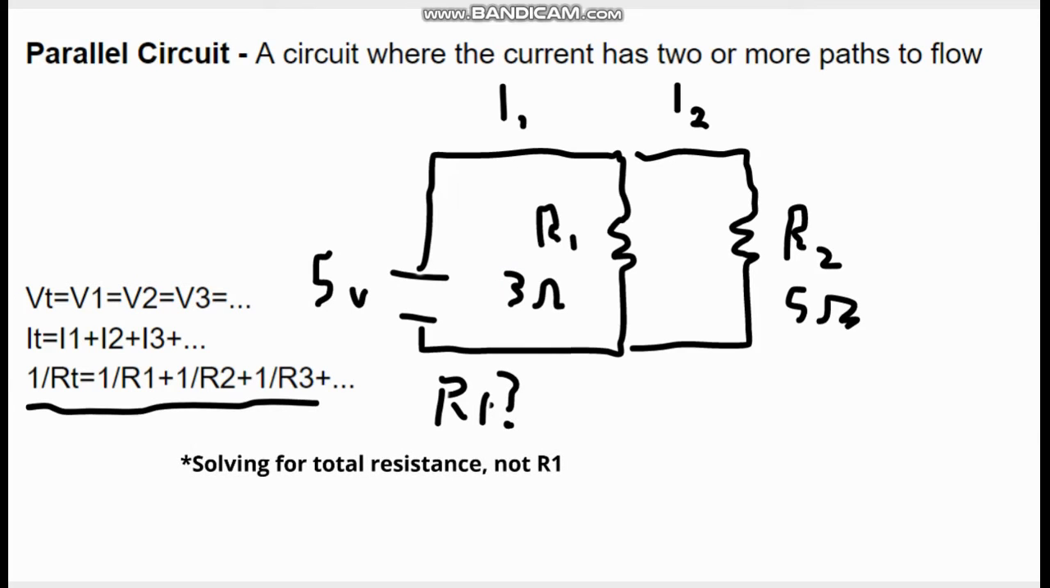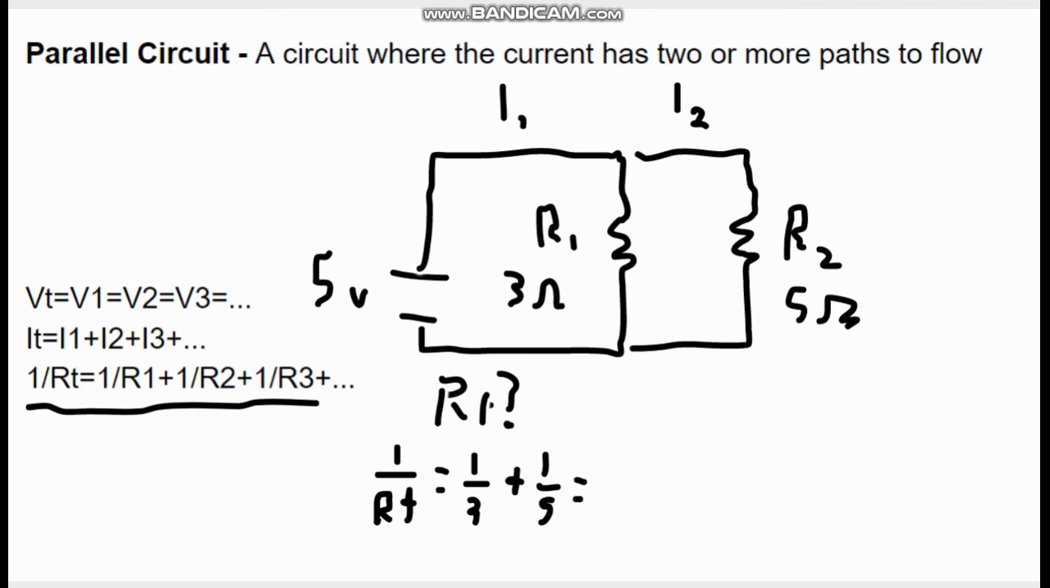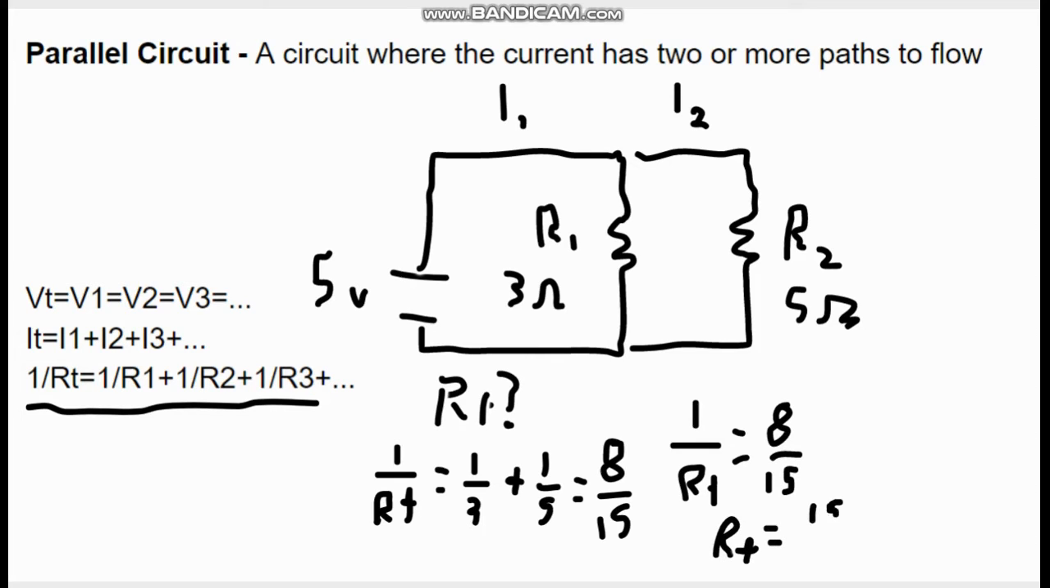So in a parallel circuit, 1 over R total is equal to 1 over R1 plus 1 over R2. So we put 1 over RT is equal to 1 over 3 ohms plus 1 over 5 ohms. And we get 8 over 15 equals 1 over RT. So the total resistance would just be 15 over 8 ohms.